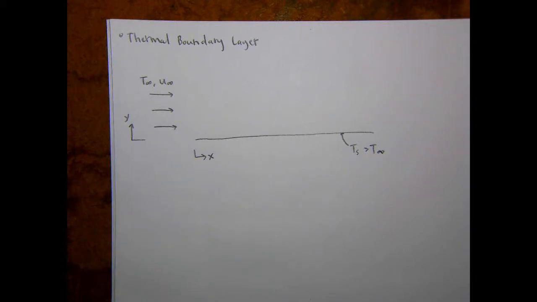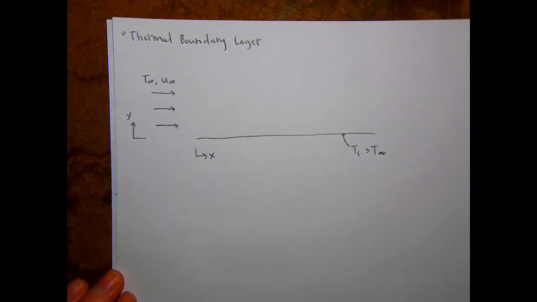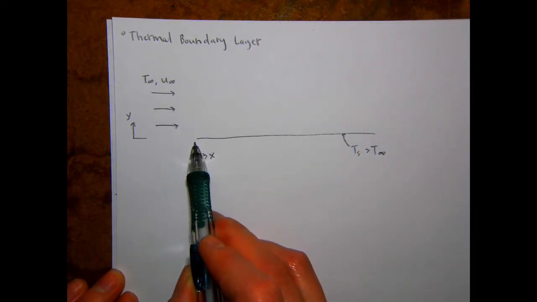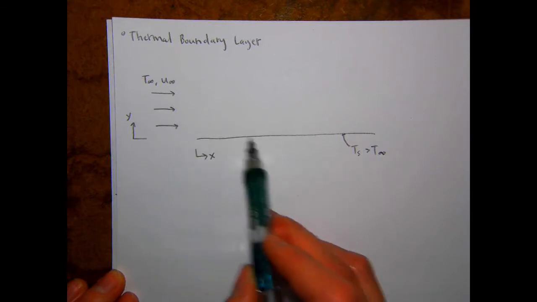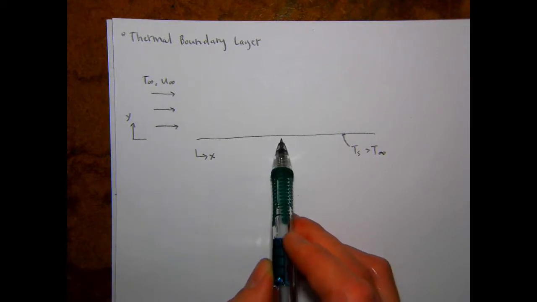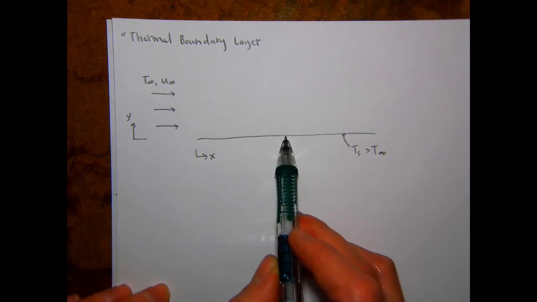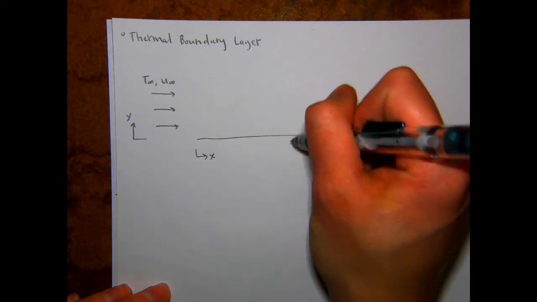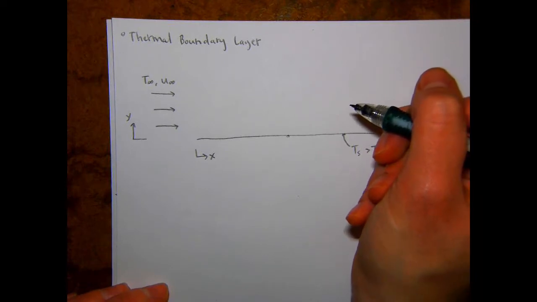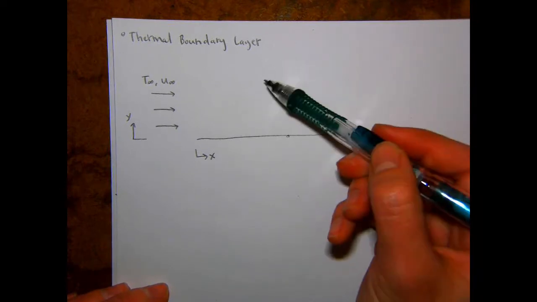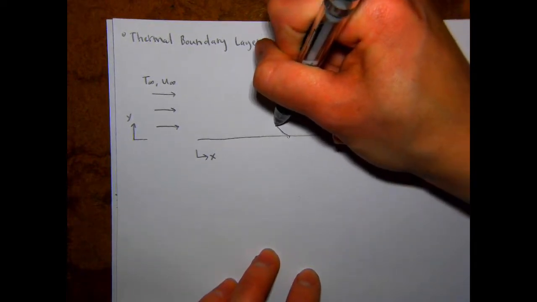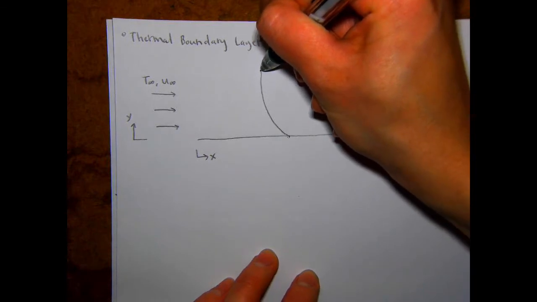So similar to the velocity boundary layer, when the flow makes contact with the plate, right here at the leading edge, so x = 0, the particles right next to the plate basically come into thermal equilibrium with the plate. So the particles at the plate have a temperature of T sub S. And then the particles in the free stream have a temperature T infinity, which is lower than T sub S. So we'll just kind of draw this.